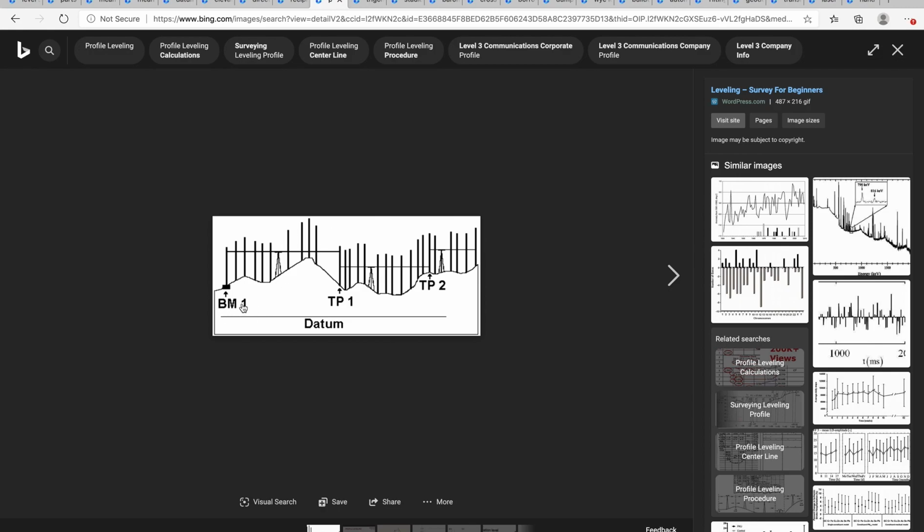BM stands for benchmark. When we say benchmark, it is a starting point. When we say TP, it is a turning point. It is a place where at this point it is foresighted, and at this point it is backsighted.